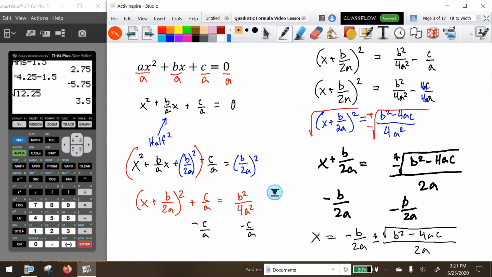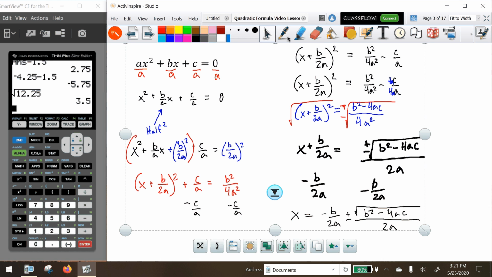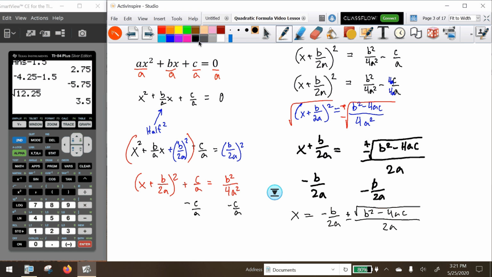Now, since they have the same denominator, I can combine that fraction bar, and let me do that here. The final way that I'm going to write this is how it's usually written in textbooks. X is equal to negative b plus or minus the square root of b squared minus 4ac all over 2a. That's actually what's known as the quadratic formula.